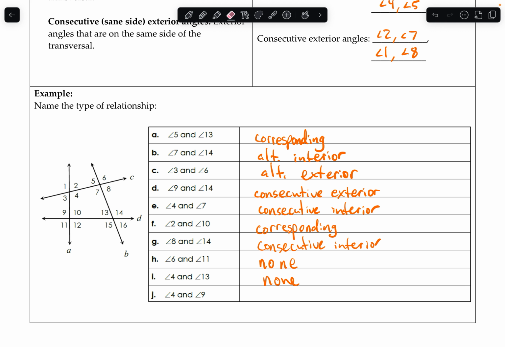And then finally, let's wrap it up with 4 and 9. Here's 4, here's 9. Look here, both of those are on the interior of C and D, and they are on opposite sides of line A. So that is going to be alternate interior angles.